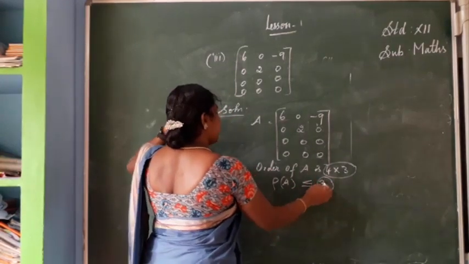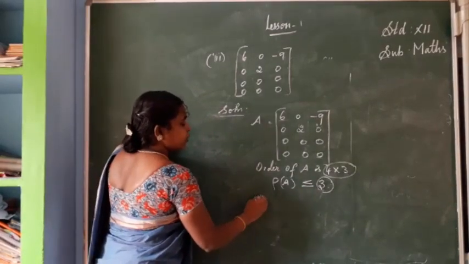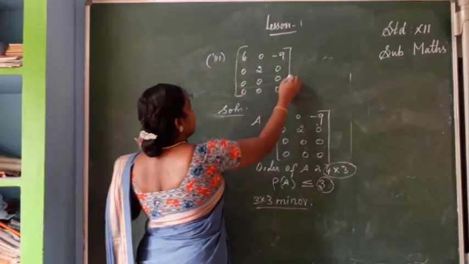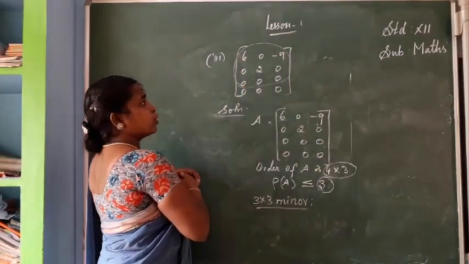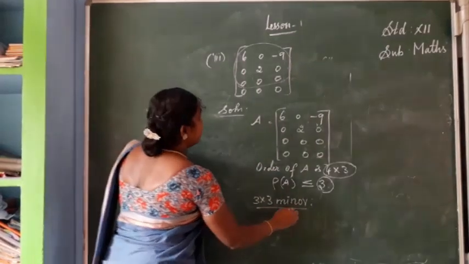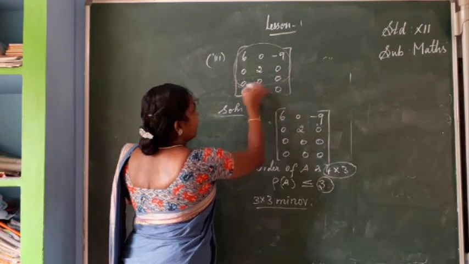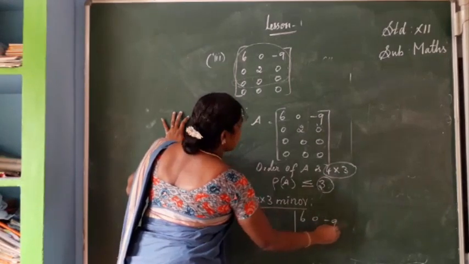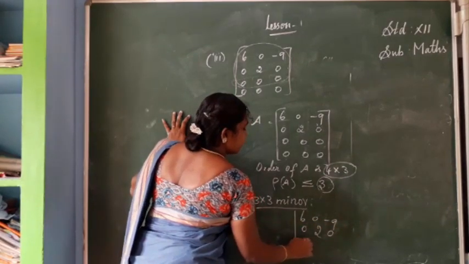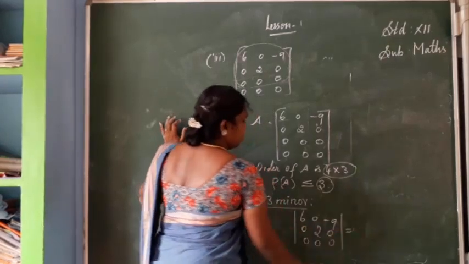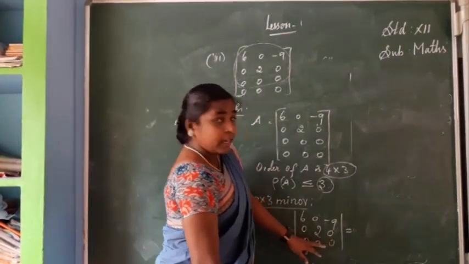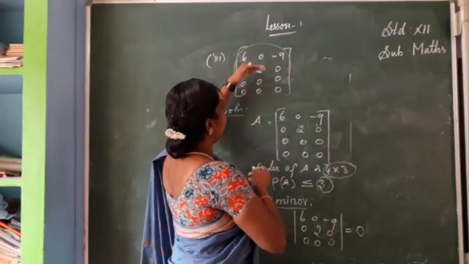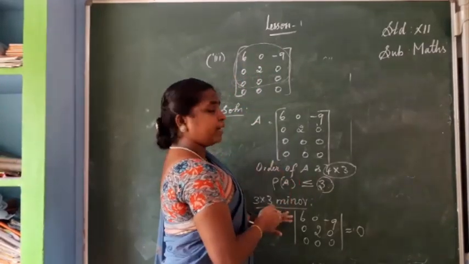Less than or equal to 3 means immediately you want to find the 3 by 3 minor. So the 3 by 3 minor is, you take first 3 by 3: 6, 0, minus 9, 0, 2, 0, 0, 0, 0. Anyway you get 0 only. In the last row all the elements are 0, like the previous problem. So we can write the determinant directly as 0. Anyway, all the other 3 by 3 minors we will also get 0.